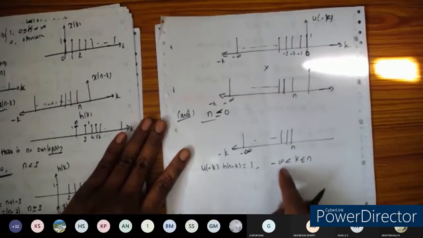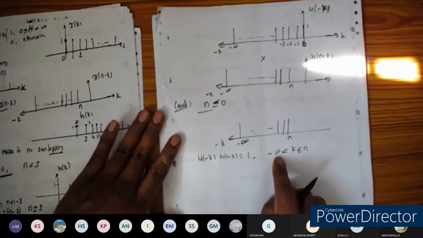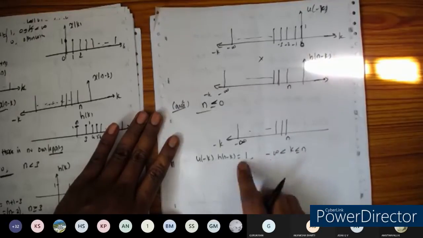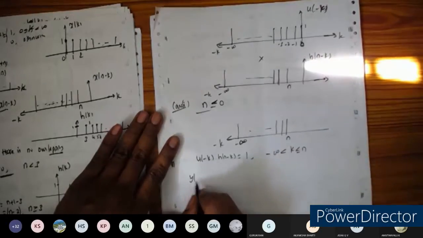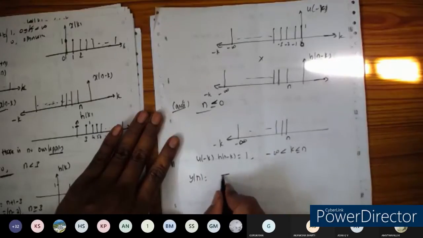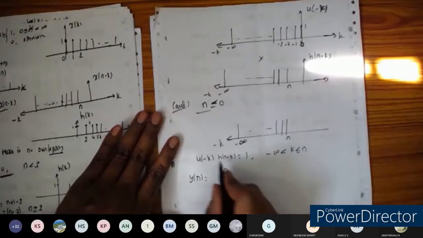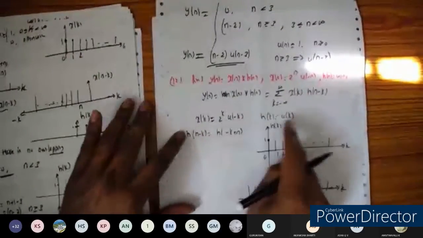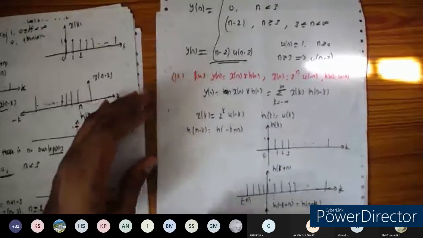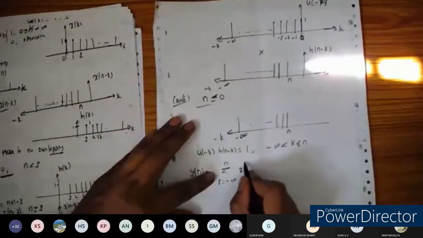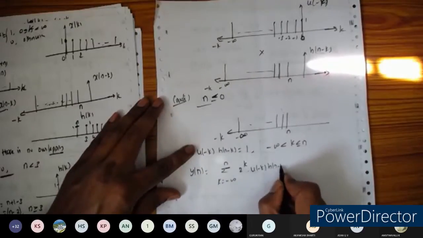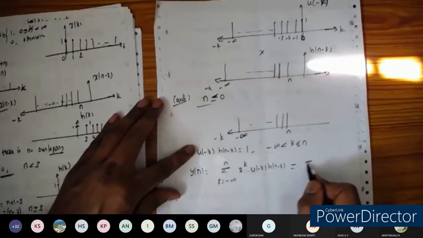Getting the concept, right? From minus infinity up to n the value is 1, so I can write y of n equal to the summation from k equal to minus infinity up to n of 2 to the power of k into u of minus k into h of n minus k.